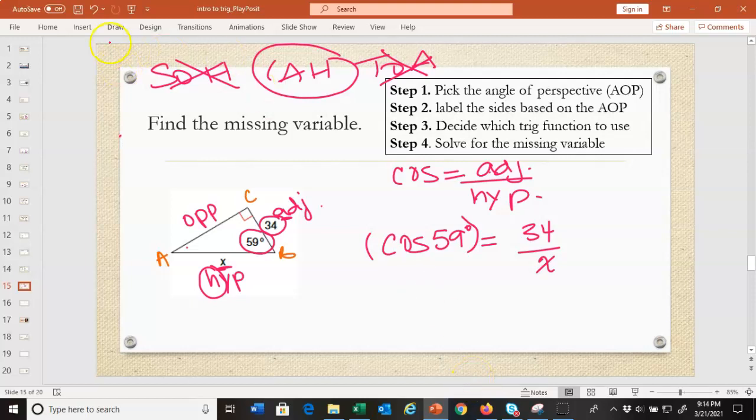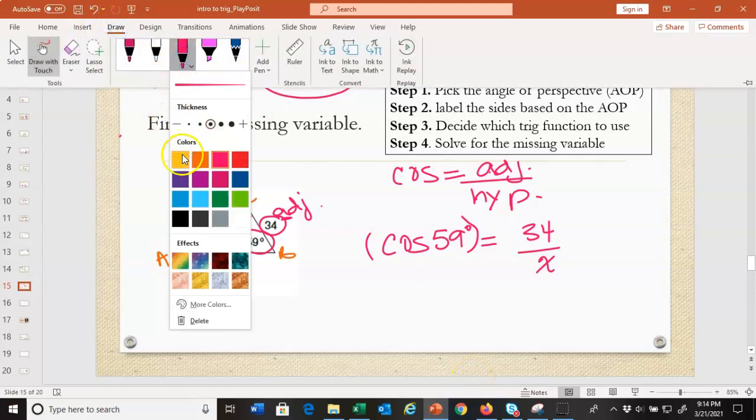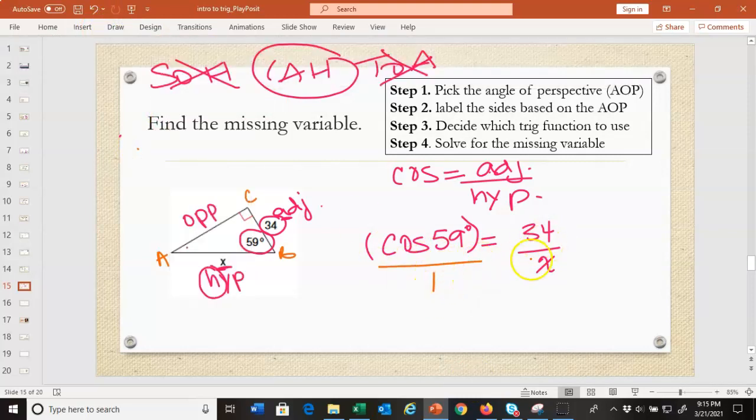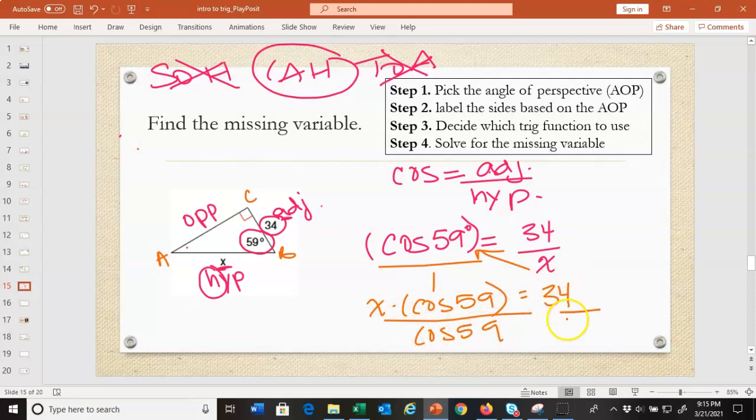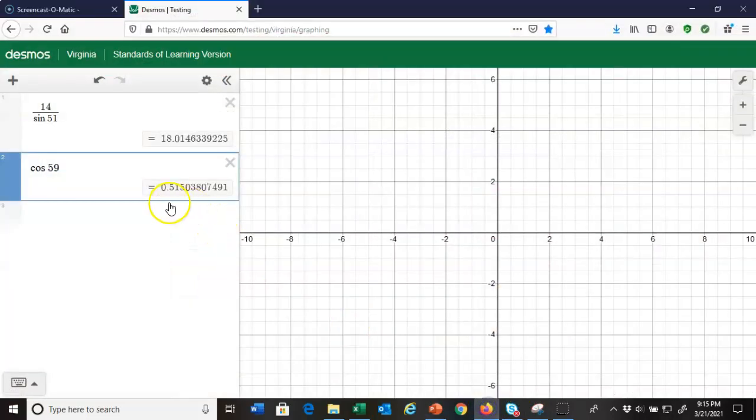So I'm going to keep it. Let me grab a different color. Okay, so let's do our cross multiplying. x times the cosine of 59, sorry. You don't have to put this in parentheses, but I'm just doing that to show you that it's all one thing. And then we'll divide by cosine of 59 on both sides. So x is whatever that is. Let's go to our calculator. 34 divided by cosine of 59.